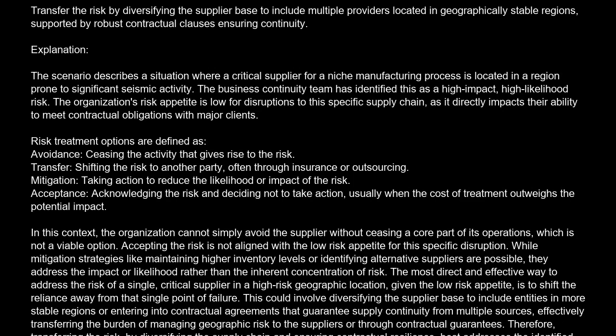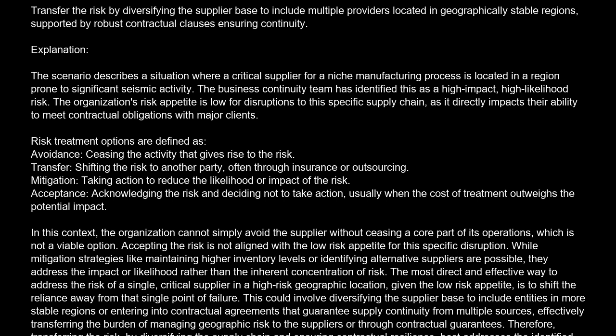The correct answer is D. Transfer the risk by diversifying the supplier base to include multiple providers located in geographically stable regions, supported by robust contractual clauses ensuring continuity. Explanation. The scenario describes a situation where a critical supplier for a niche manufacturing process is located in a region prone to significant seismic activity. The business continuity team has identified this as a high-impact, high-likelihood risk.